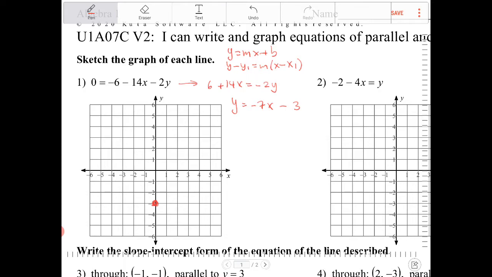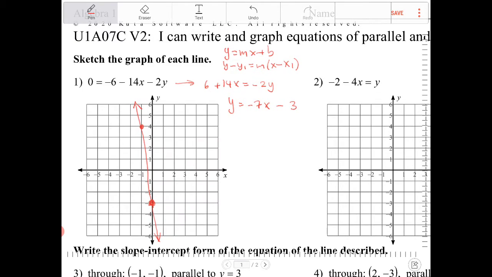Now notice here, I don't have enough room in the graph to move to the right, so I am going to actually move to the left. I'm going to move left 1 and up 7 rather than right 1 and down 7. So left 1 and up 7, I'm going to end up at negative 1 comma 4. And I won't have much room for another point, so all I'm going to do is just draw that line. And that's it.